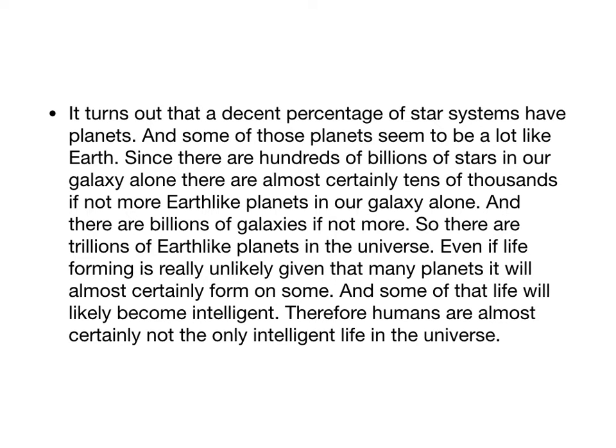Even if life forming is really unlikely, given that many planets, it will almost certainly form on some, and some of that life will likely become intelligent. Therefore, humans are almost certainly not the only intelligent life in the universe. Billions, maybe trillions of planets in the universe that seem a lot like Earth. Given that many, even if life is really unlikely to form, it's going to form on a bunch of them. If life forms on a bunch of planets, chances are some of it will become intelligent, right?